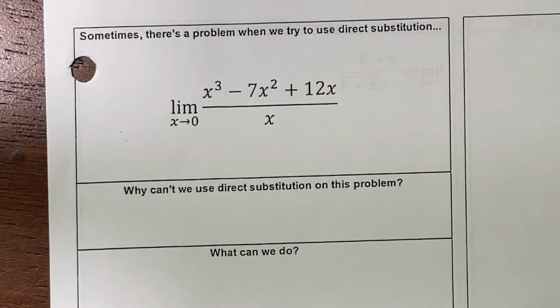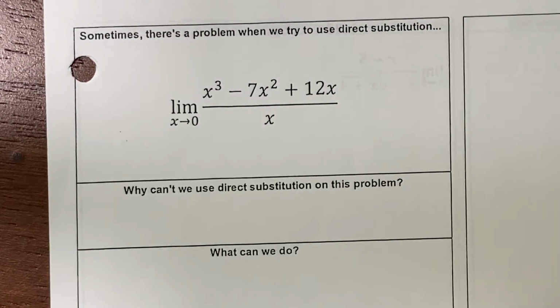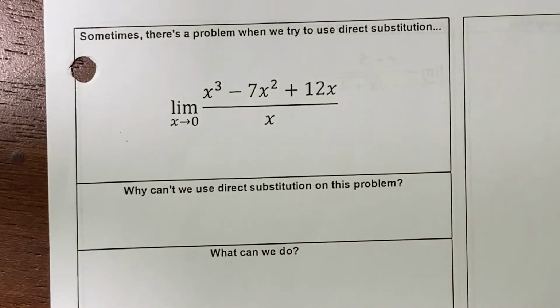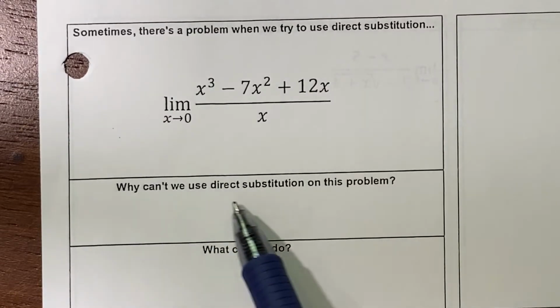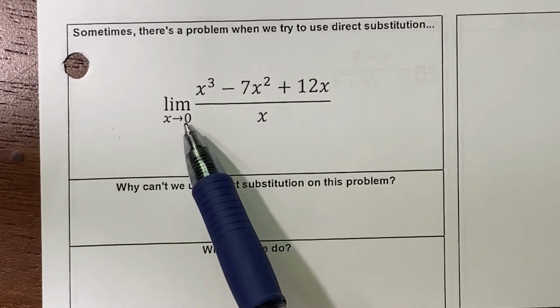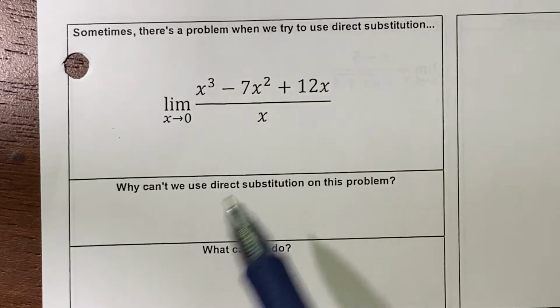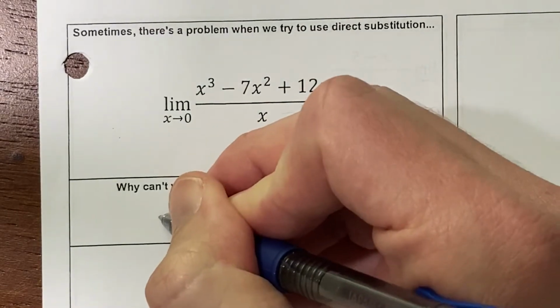In a previous video, we have practiced using direct substitution to find limits. We took whatever x was approaching, plugged it in, and found our limit. But sometimes that's a problem. And it says, why can't we use direct substitution on this problem? Well, if I took 0, plugged it in everywhere, I'd have 0 as my denominator. And that's the problem. So let's write that.